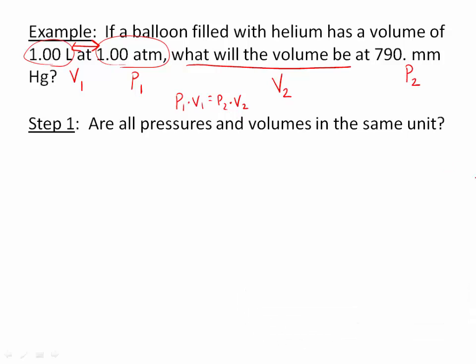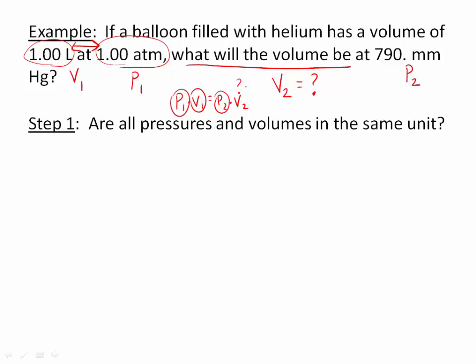Okay, so the first thing we're going to need to do now that we've sorted out which variables we have, V1 and P1, and we have P2, but the question is asking for what will the volume be, so we need to know V2. So the first thing we need to do is double check and make sure all of our pressures and volumes are in the same unit. So it's okay if we have milliliters or if we have liters, or if we have kPAs or mmHgs, but all of the pressure units need to match and all of the volume units need to match.